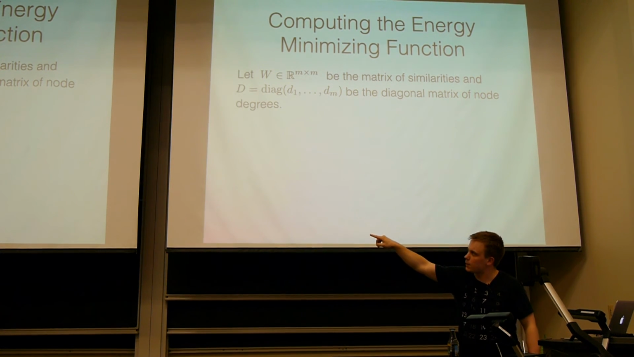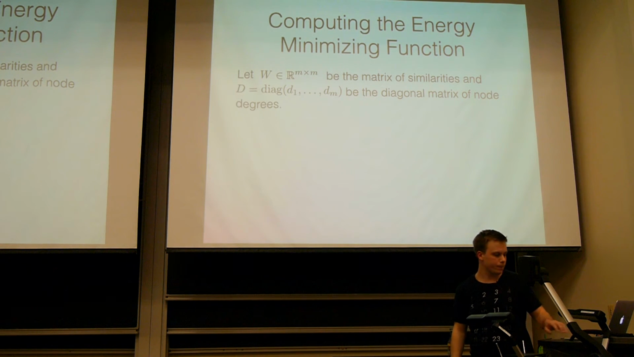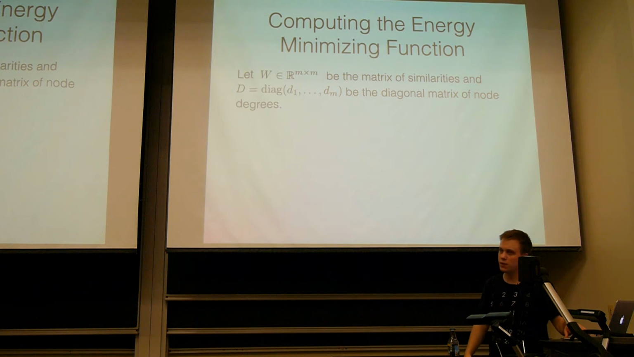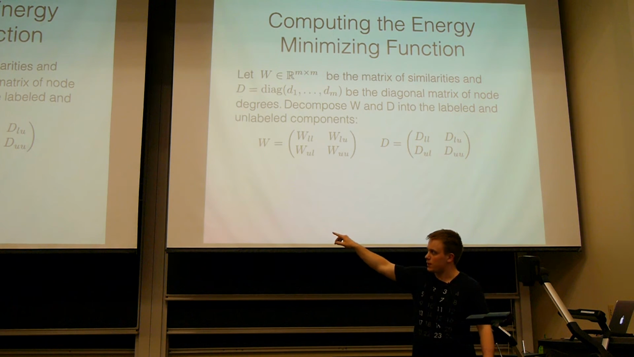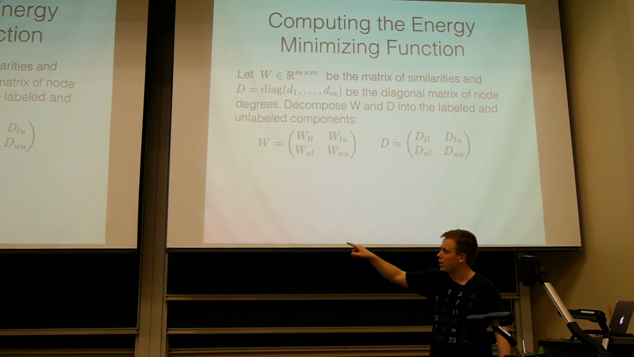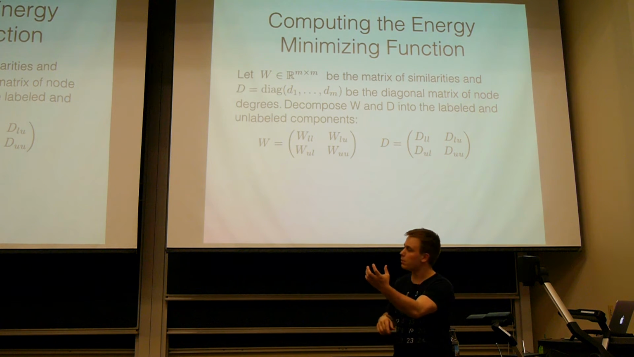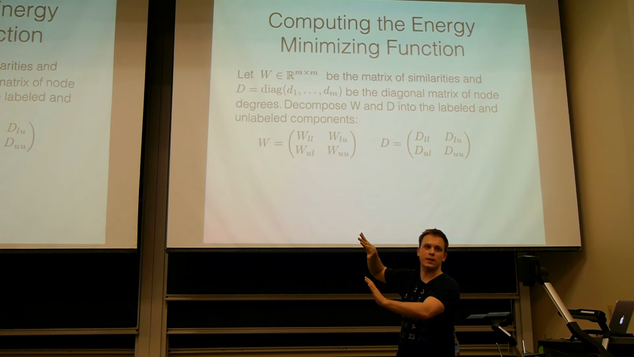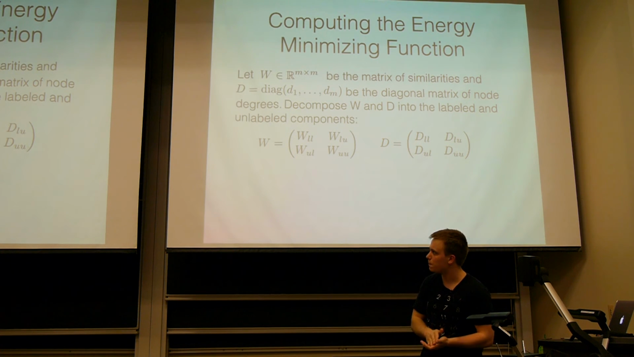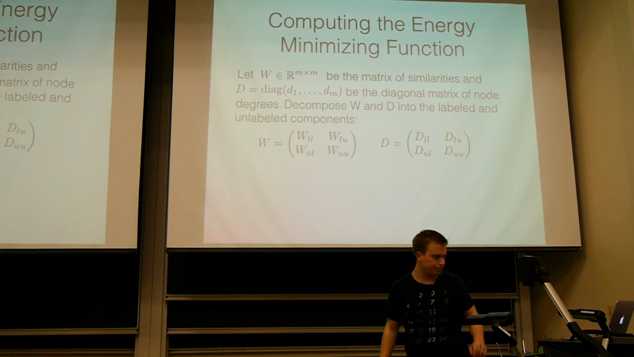So Di is going to be the sum of the ith row of W. So you can just define these matrices. These are things that you know if you can compute the similarity function. And then we're going to decompose W and D into this block form, where we have one component just for the labeled data, one component just for the unlabeled data, and then these off-diagonal blocks that talk about the relationship between the two. And we'll do that for both W and D.